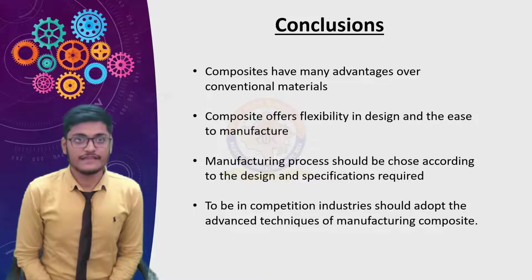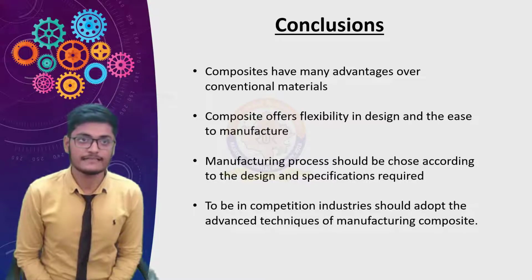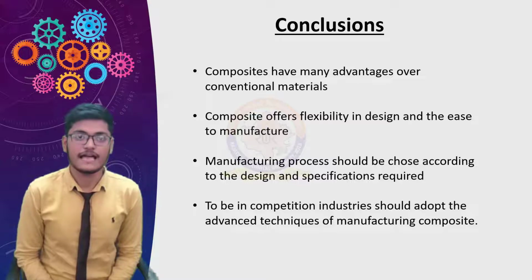Now coming to the conclusions. We can conclude from this seminar that composites have many advantages over conventional materials. They offer flexibility in design and various manufacturing techniques to choose from. Manufacturing techniques for a composite should be chosen according to the proper design requirements, the strength requirement, the stiffness and toughness requirement, and various environmental factors such as reaction with the environment and the working conditions like temperature and pressure.